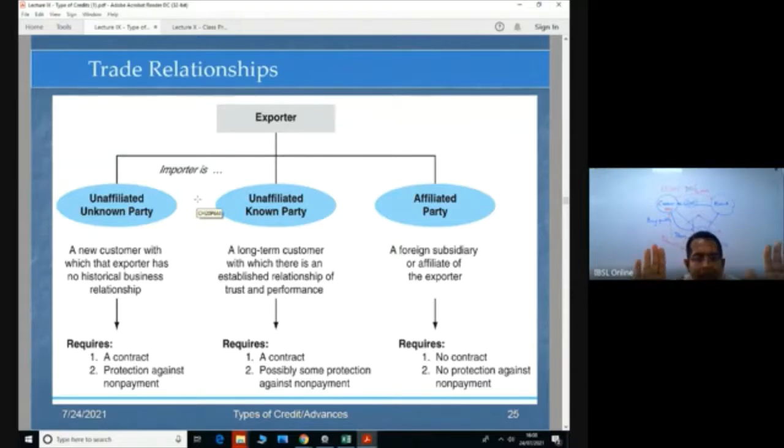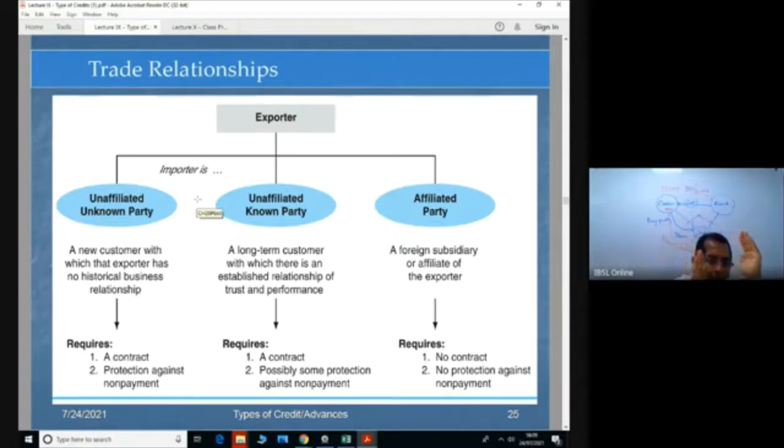There are three types of relationships in international trade. First one, unaffiliated, unknown parties. Second one, unaffiliated, known parties. Third one is affiliated parties. Unaffiliated, unknown means we have not dealt with the other party, right? So we need some sort of a contract. We need a contract for buy and sell, and we need a protection against the non-payment, right?